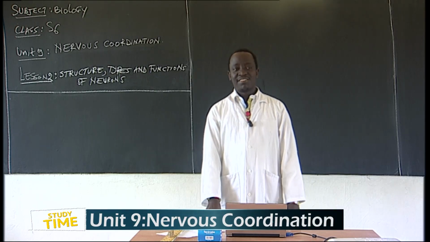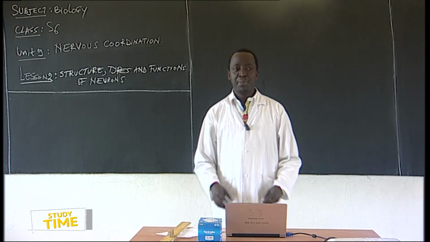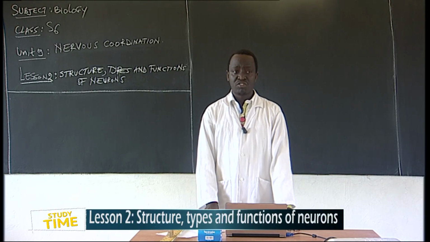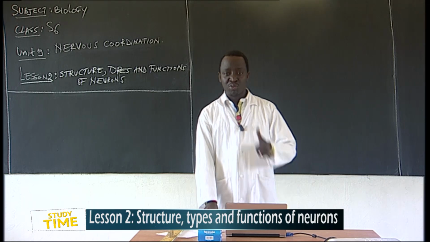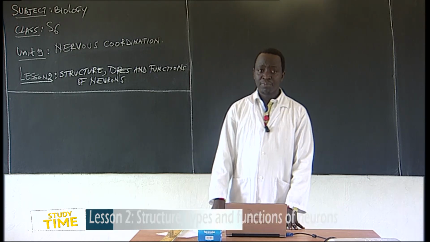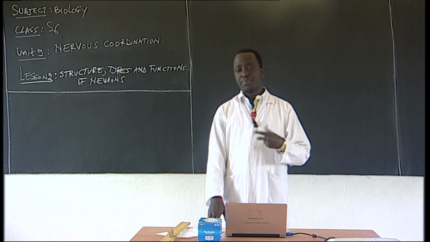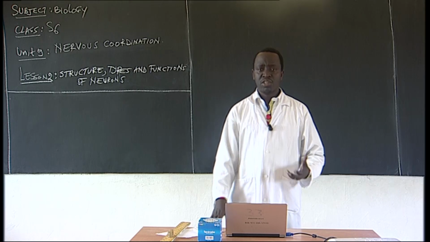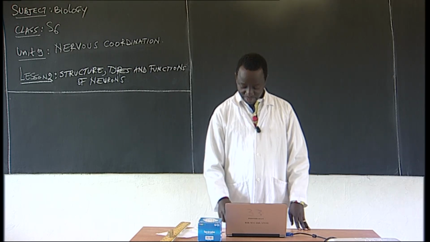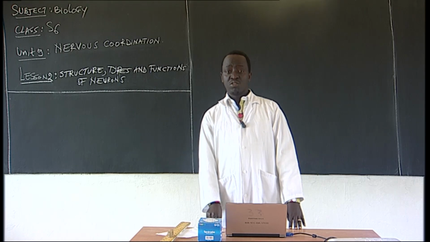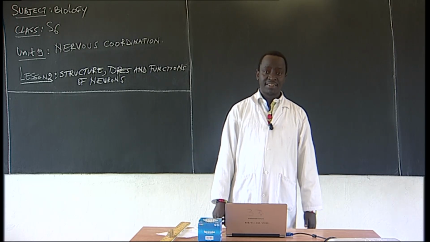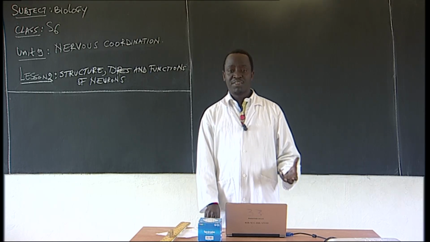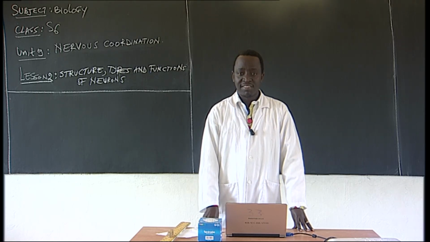So at the end of this lesson, you will be able to describe the structure, types, and function of the neuron. You will know what are the structures of neuron, what is the type of the neuron, and then the function of the neurons. So when we talk about neurons, what's that? What's a neuron? A neuron is also called nerve cell, and we can say it's the functional unit of the nervous system.